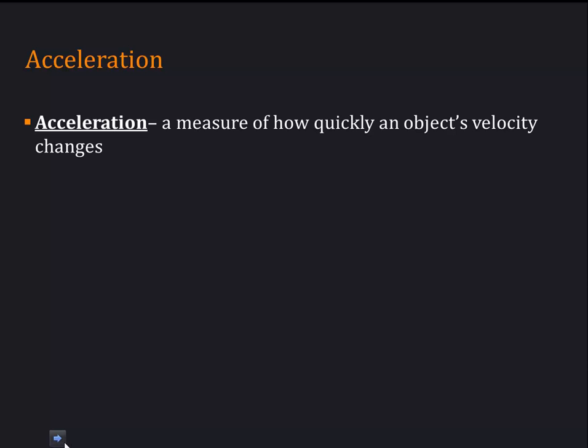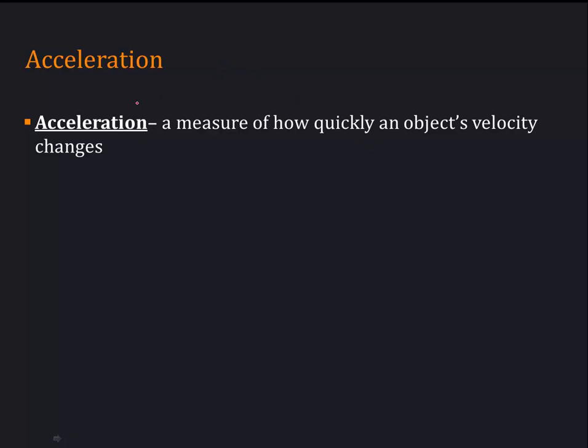In lab, you guys were investigating acceleration. We saw what happened to the velocity of a cart as it rolled up and down an incline. And we're going to use those results to generalize a definition of acceleration and explain what acceleration means. So acceleration is a measure of how quickly an object's velocity changes.